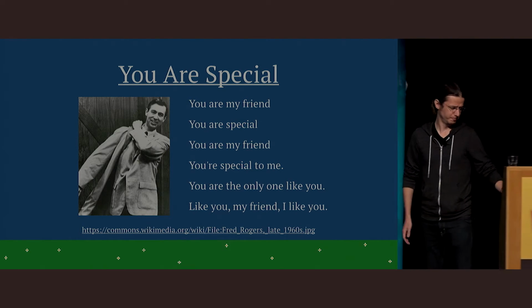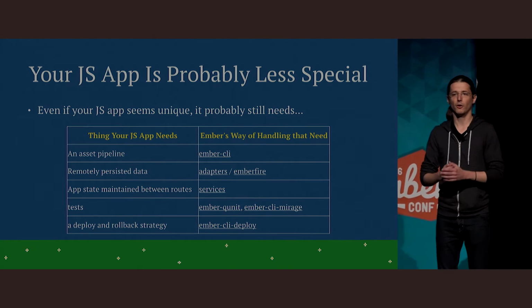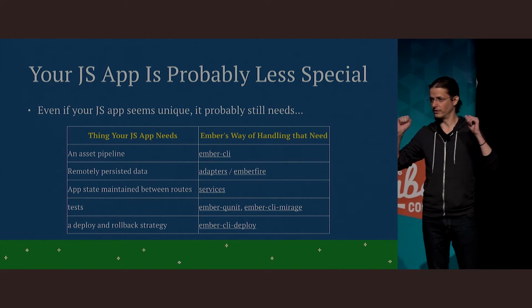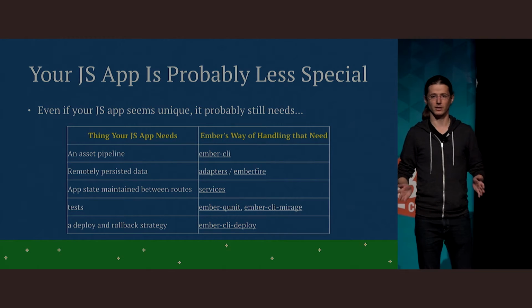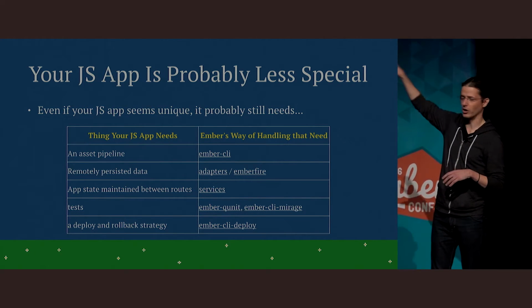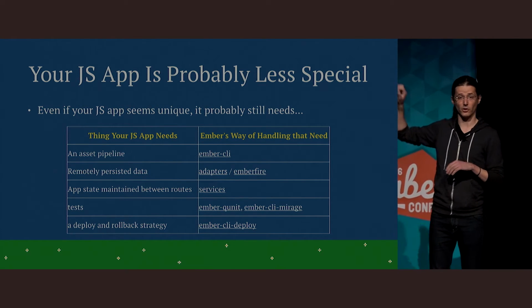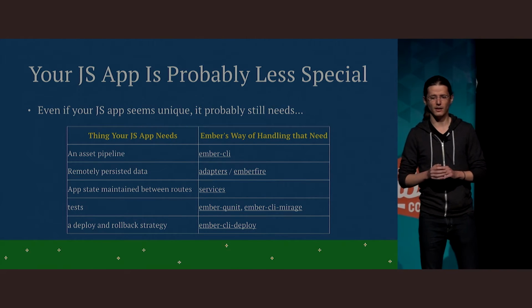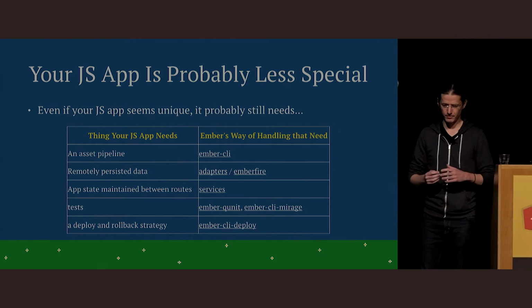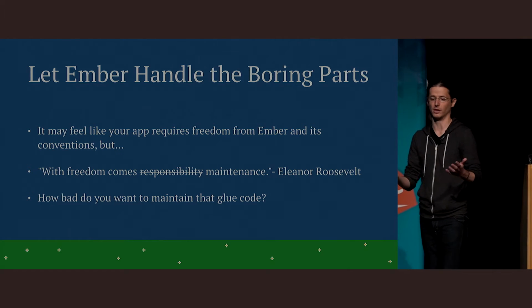Your JavaScript app, though, is probably less special than you are. Even if your app feels like it's super unique, and no one has ever made this app before, there are things that your JavaScript app is probably going to need to do. So this chart is a list of things on the left that your JavaScript app probably needs, and the list on the right is the patterns or objects that Ember uses to attack these things your app needs. And why I have this slide is to show that you may feel constrained by a framework. Like you don't want to do everything the framework's way.